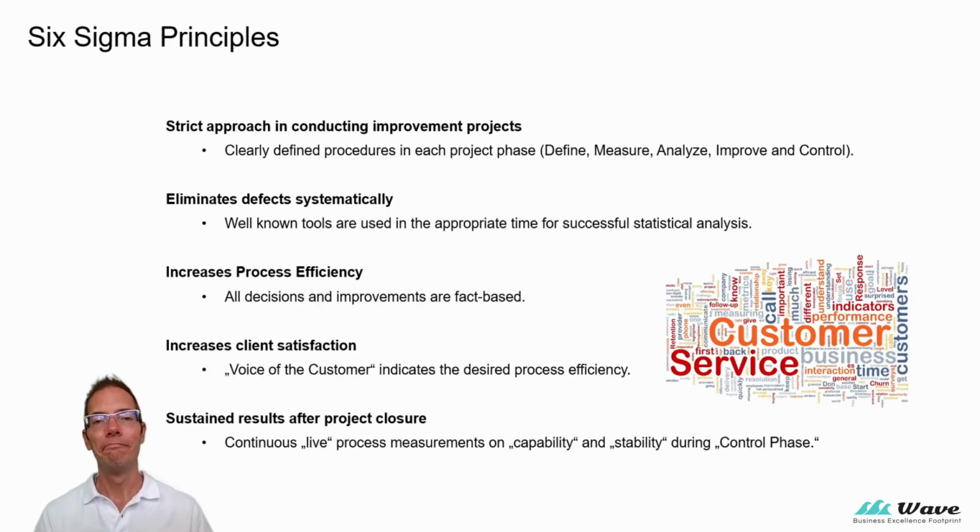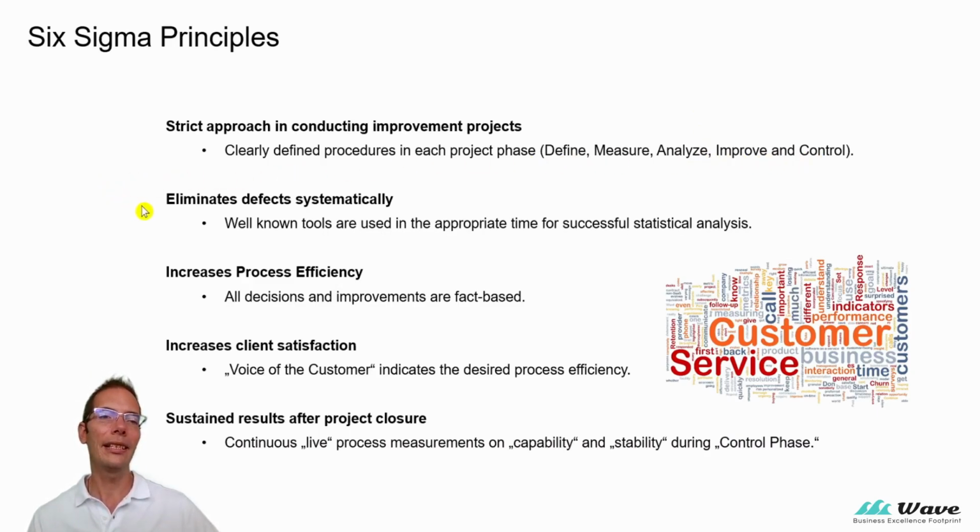So at the end, what is Six Sigma? Besides all of the points that we just mentioned previously, well, it is also a very strict approach in conducting improvement projects. We have a very standardized way of doing project management, and that is using the 5 phases of Six Sigma projects, which is define, measure, analyze, improve, and control.